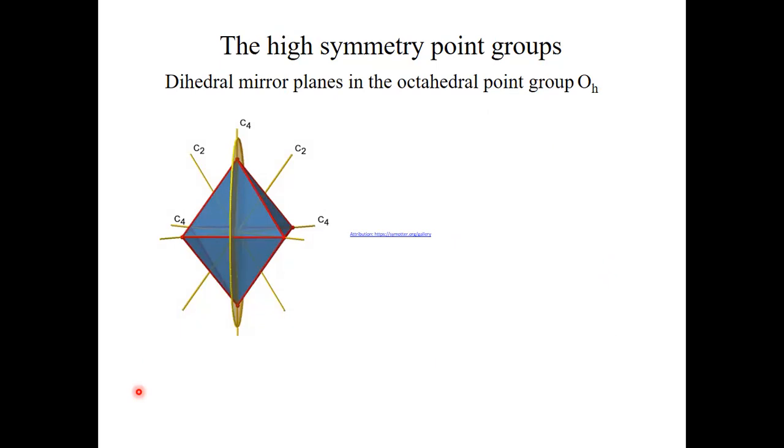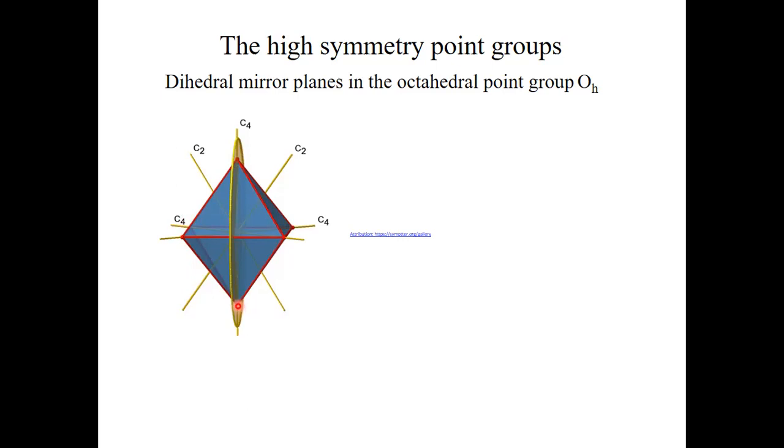Now, in addition to these horizontal mirror planes, we have vertical mirror planes, which are dihedral mirror planes because they bisect the angle between two C2 axes. And you see one of the dihedral mirror planes here. In contrast to the horizontal mirror planes, they do not contain four edges. Rather than that, they bisect two opposite edges, this one and this one here, and they're going through two opposite vertices.